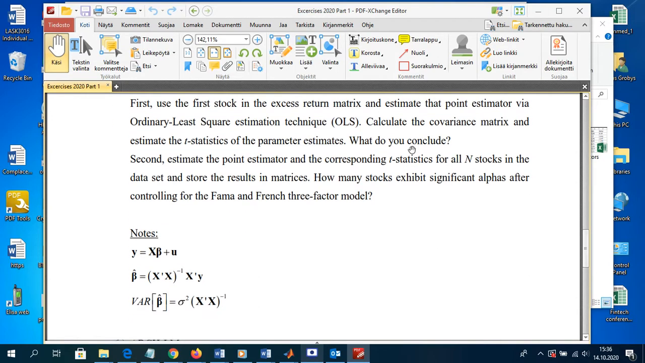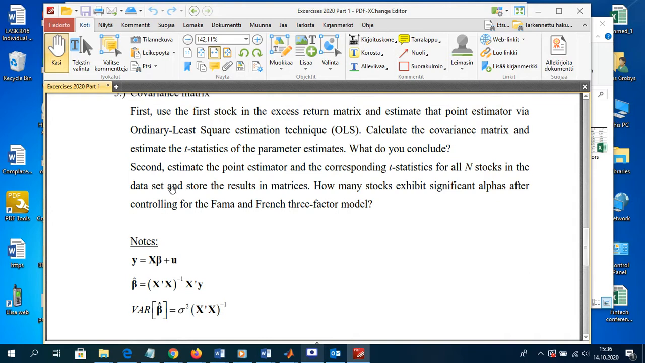What do you conclude? Second, estimate the point estimator and the corresponding t-statistics for all n stocks in the dataset and store the results in matrices. How many stocks exhibit significant alphas after controlling for the Fama-French 3-factor model?